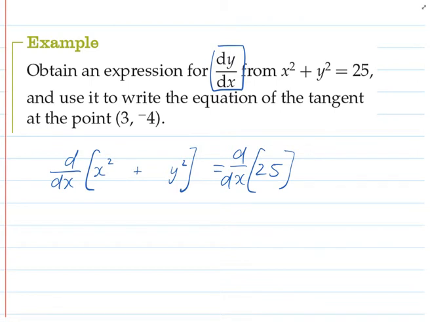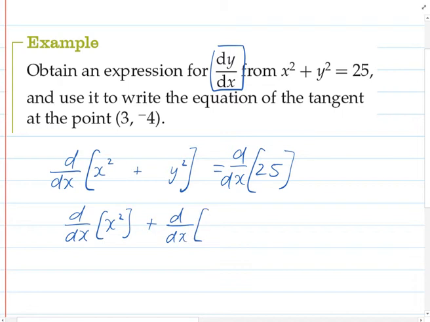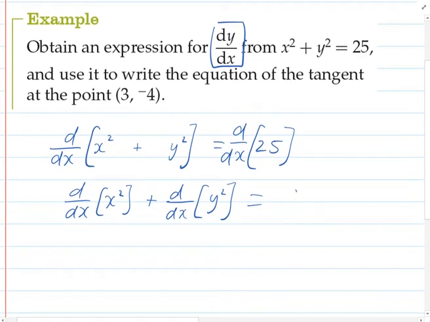Just to clarify that a bit more, that means that we've got d by dx of x squared and d by dx of y squared, and of course the derivative of 25 is 0, so we just have 0 on that side. So d by dx of x squared is easy. That's just 2x. And there's no problem there because we're differentiating it with respect to x.